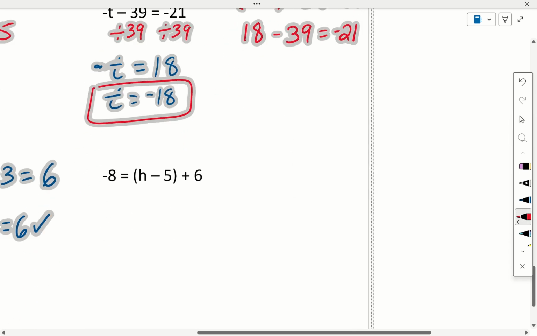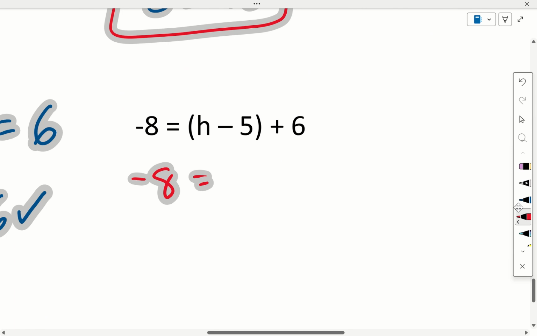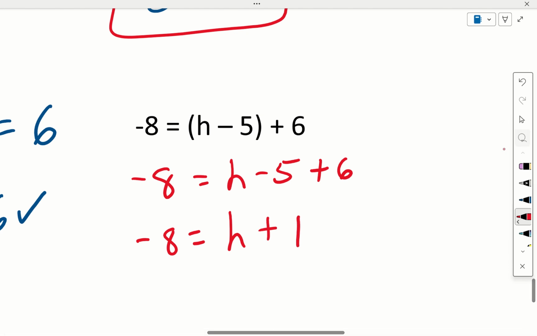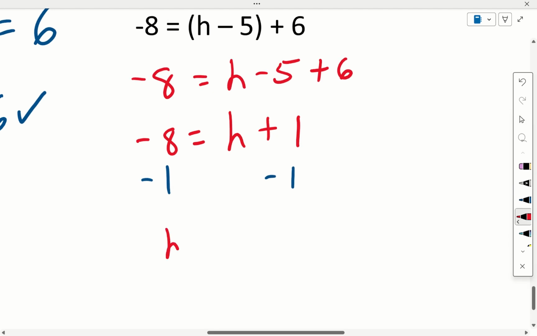Next one, let's combine what we can. Negative 8 equals h, and this is negative 5 plus 6. What's negative 5 plus 6? Positive 1. So h plus 1. We want to get the h by itself. We do that by subtracting 1 from the right. We subtract 1 from the left. And we end up with h equals negative 9.